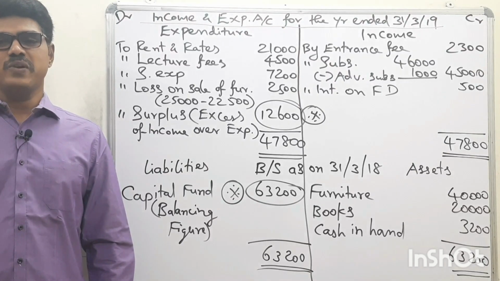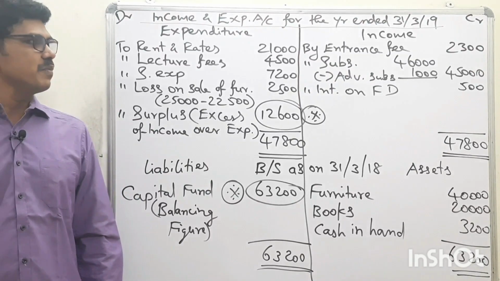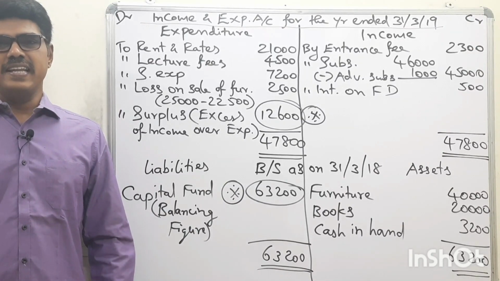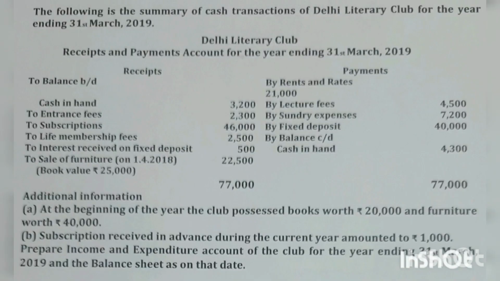Hi everyone, in today's class I am going to work out another problem in not-for-profit organization. Let me read out the problem and then explain and work it out. What is given in the problem is they have given us the receipts and payments account of Delhi Literary Club for the year ending 31st March 2019.